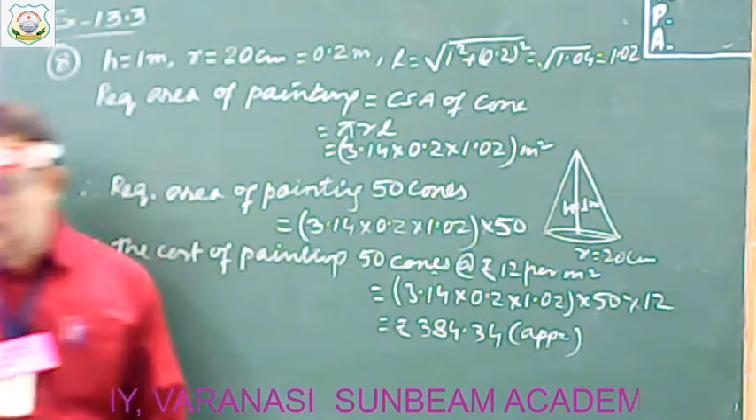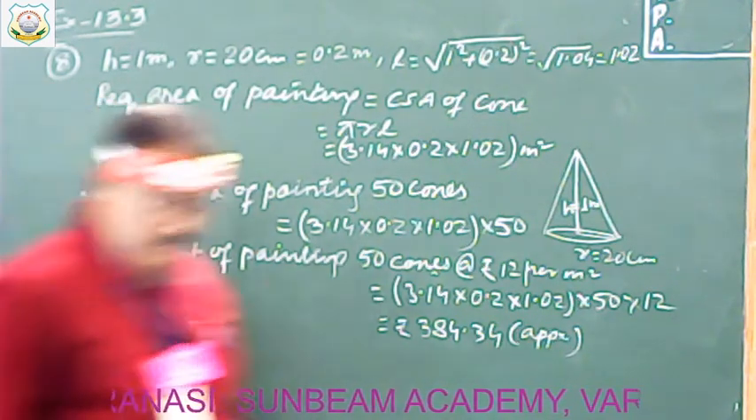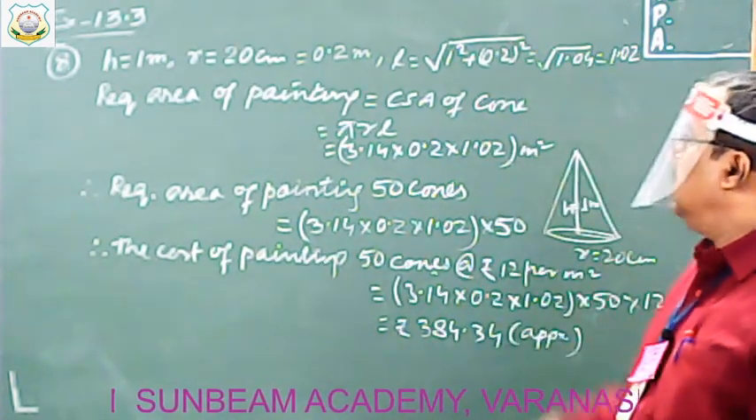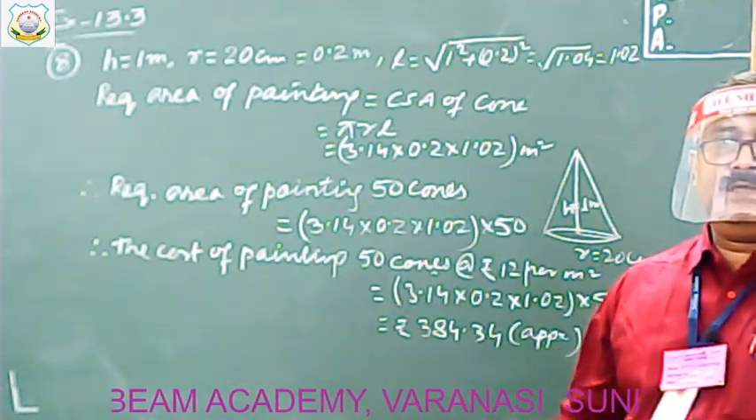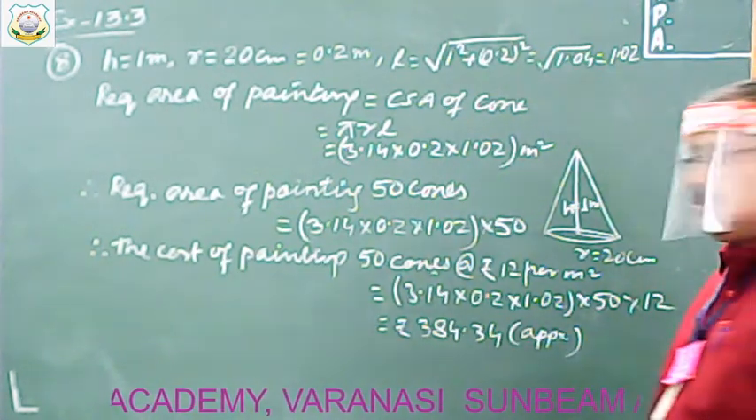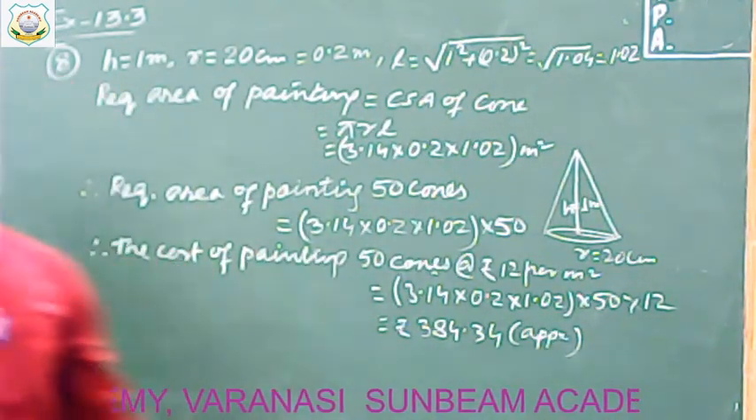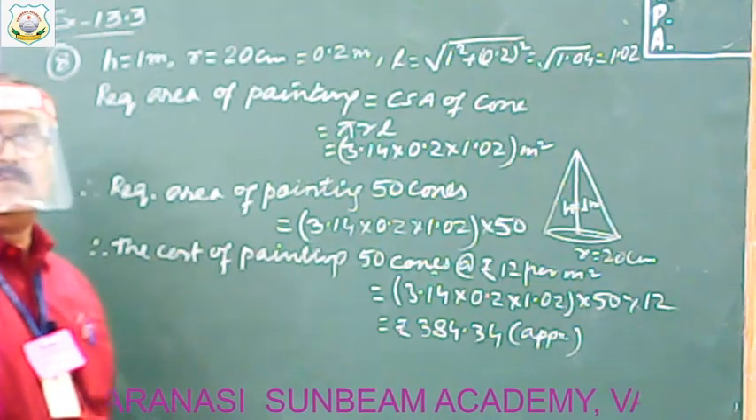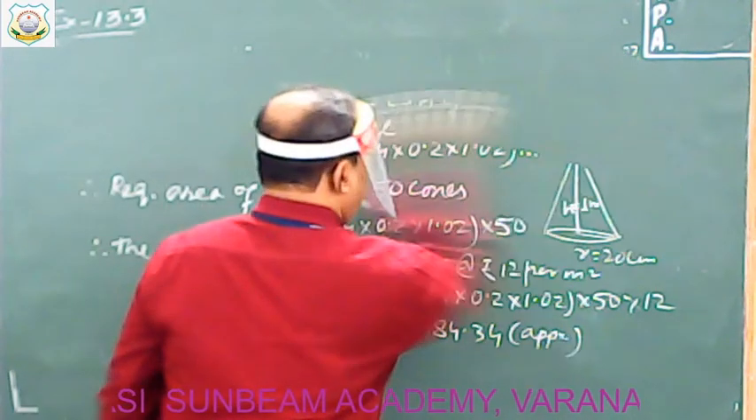Okay, how simple. First of all, you have to find the CSA of one cone that is to be painted. And then, for the required area of painting 50 cones, you have to multiply that CSA by 50. And finally, the cost rate is given as 12 per meter square, so you multiply that by 12 and calculate the answer. Okay, question number 8 is the last question of exercise 13.2. Exercise complete. Now we will move on.